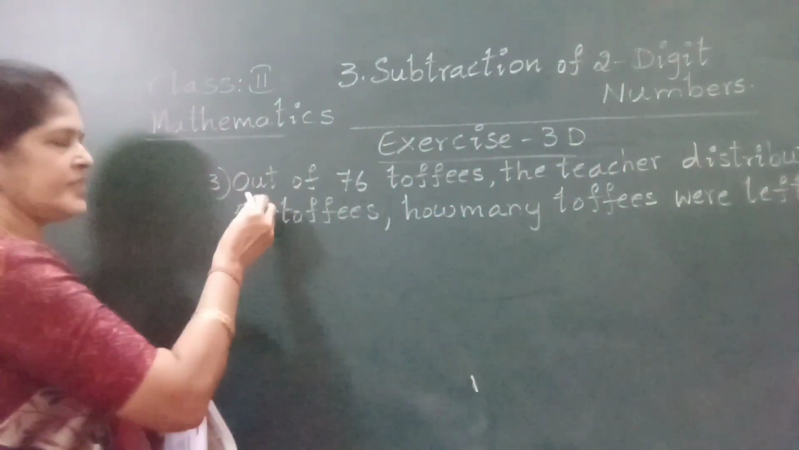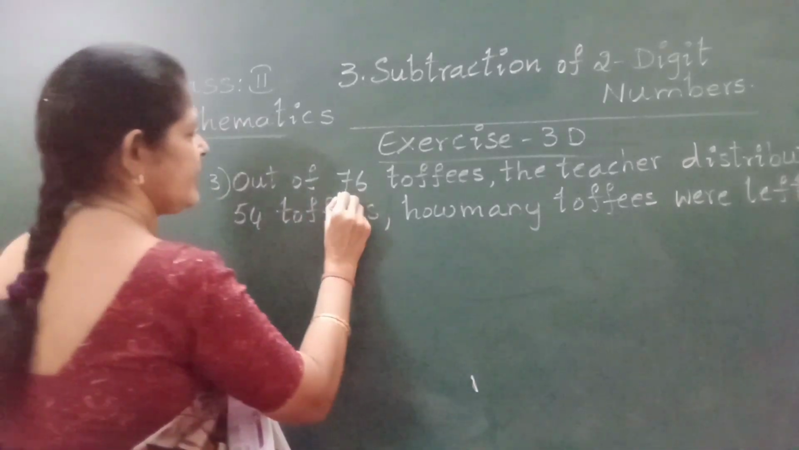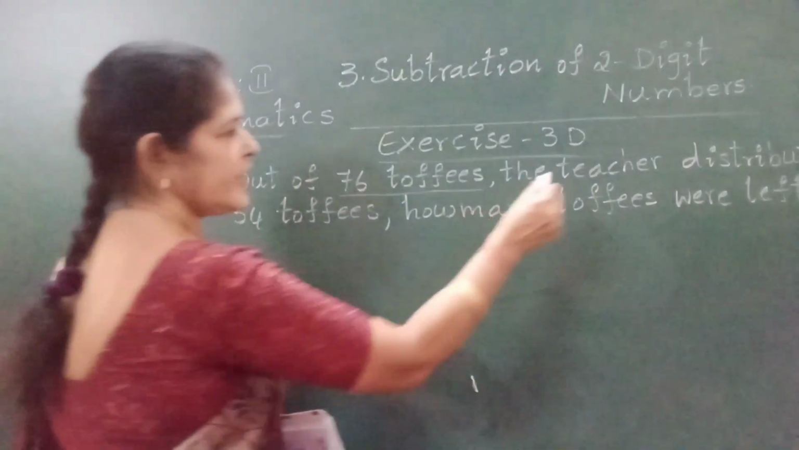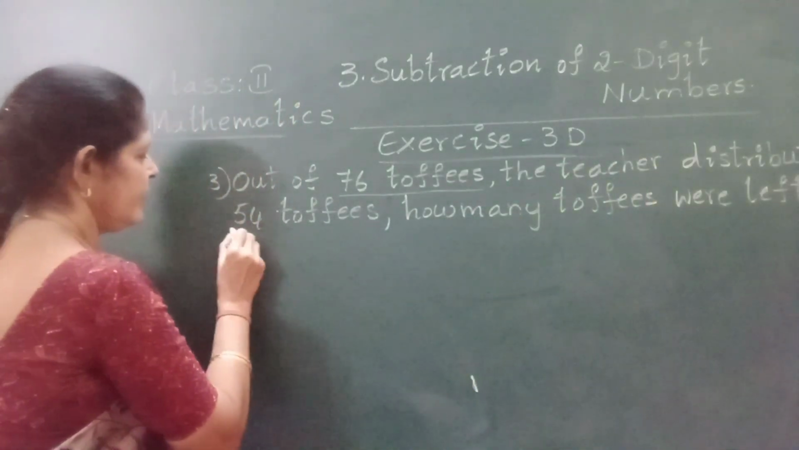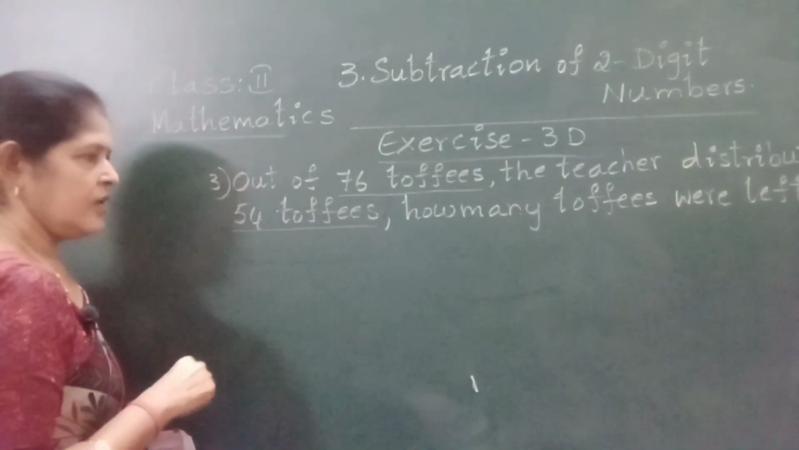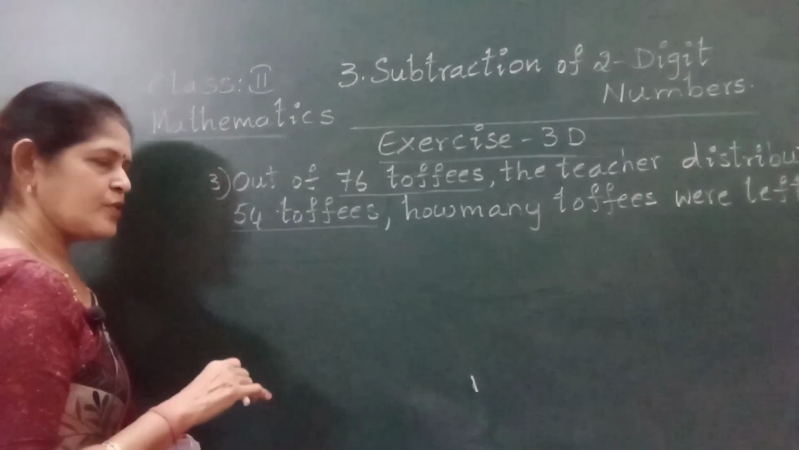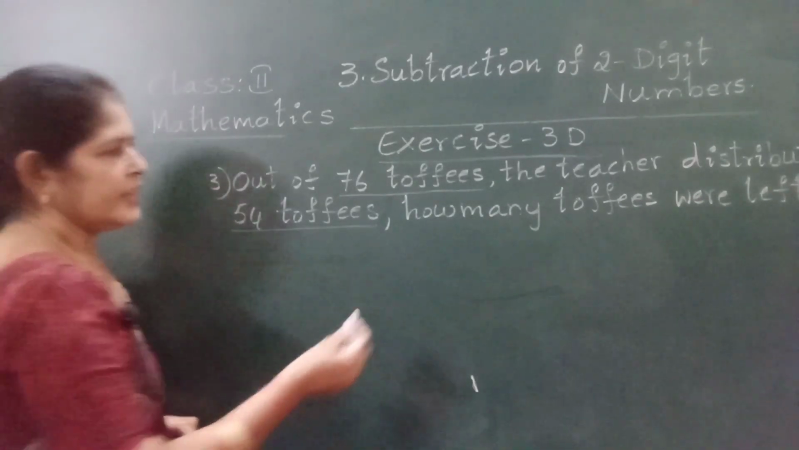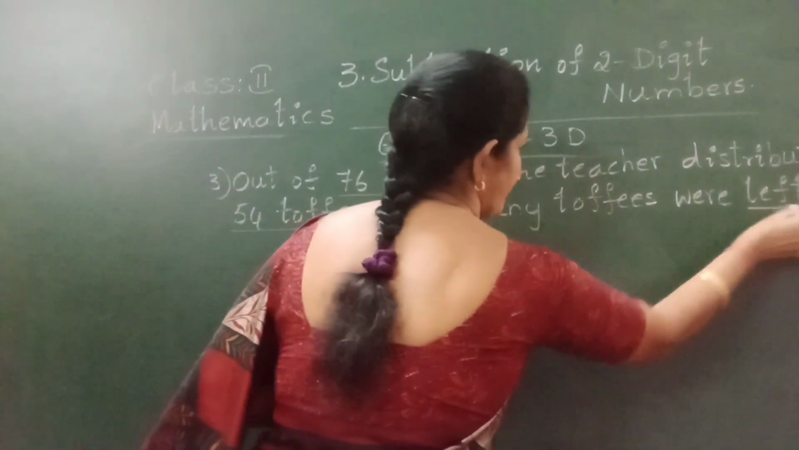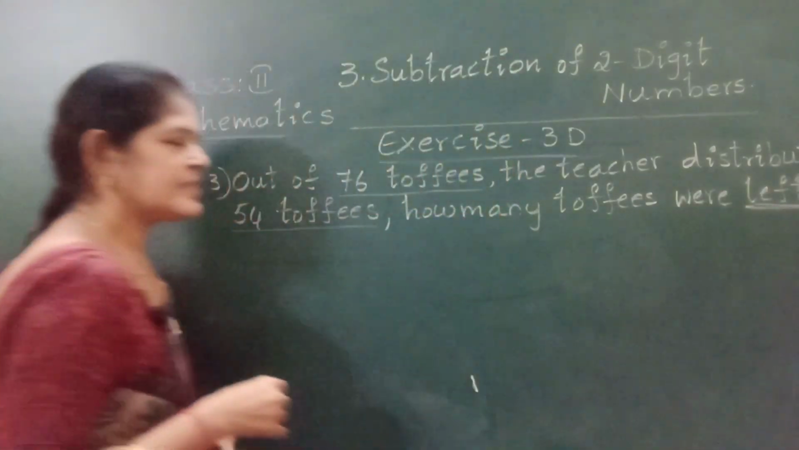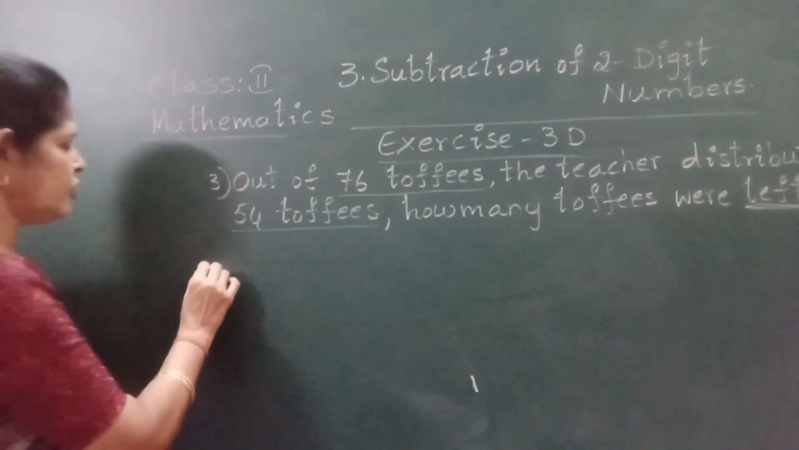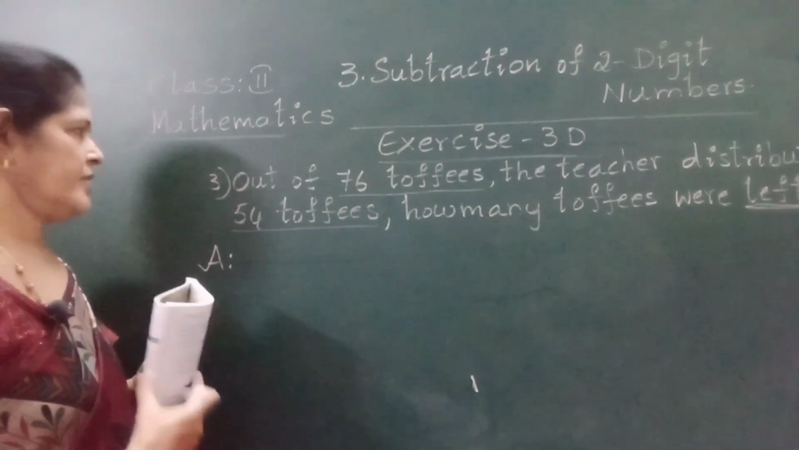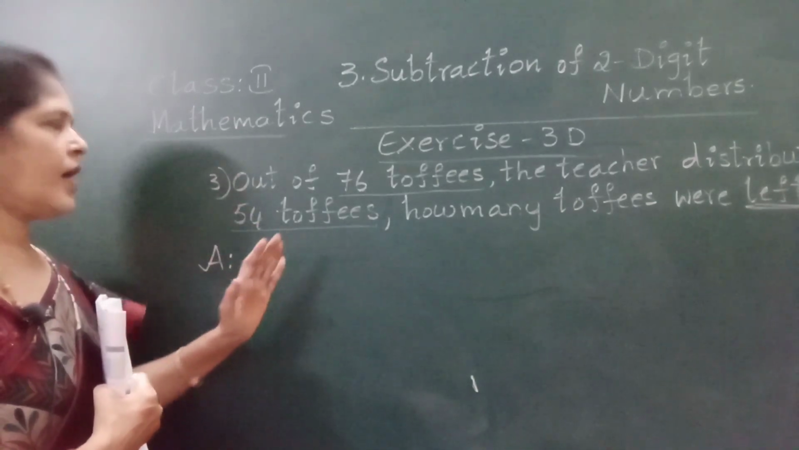Third one. Once again, out of 76 toffees means total toffees. The teacher distributed 54 toffees. The teacher had taken some chocolates and she is going to distribute them to the children. Then how many toffees were left? Left is the subtraction word. How to write the answer? Leave a line and write the answer. I will send you notes through WhatsApp.